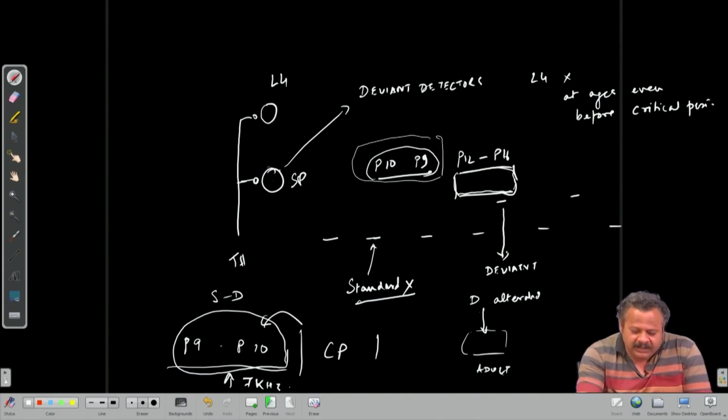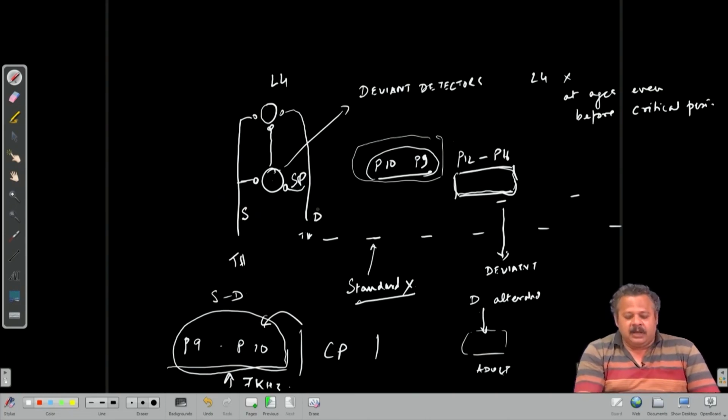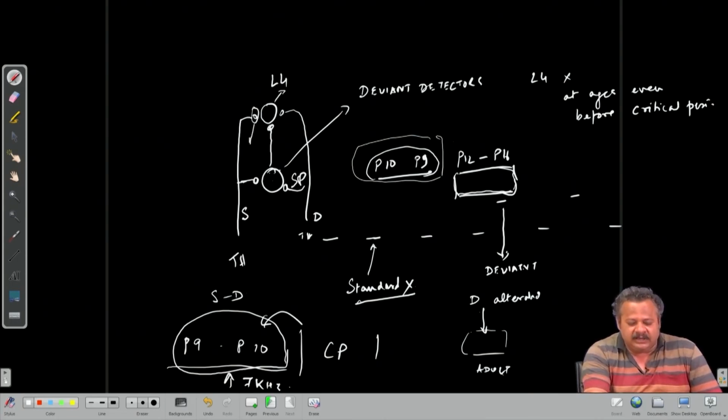So the idea here is that if we now consider that there are two inputs onto the subplate and layer 4, and consider competition between the two, let us say this is the standard and this is the deviant frequency that is presented. Then the standard is unable to drive the layer 4 neuron, and so this synapse weakens, and the deviant frequency 7 kilohertz, this synapse strengthens.